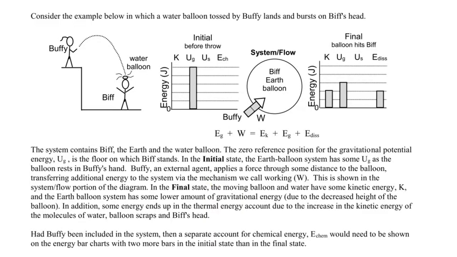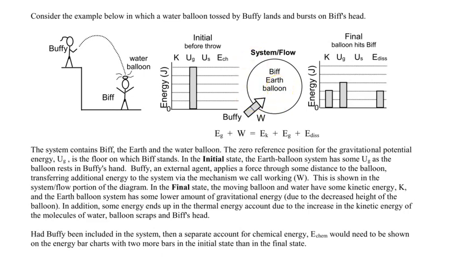If you look back at page 2 of your notes, where we discussed Buffy and Biff, where Buffy was throwing a water balloon at Biff, we used an energy bar graph to help describe the storage of energy both initially and finally. And then we also defined the system to help discuss whether work was being done on the system or work was being done on the surroundings. So whether energy was increasing or decreasing in the system.